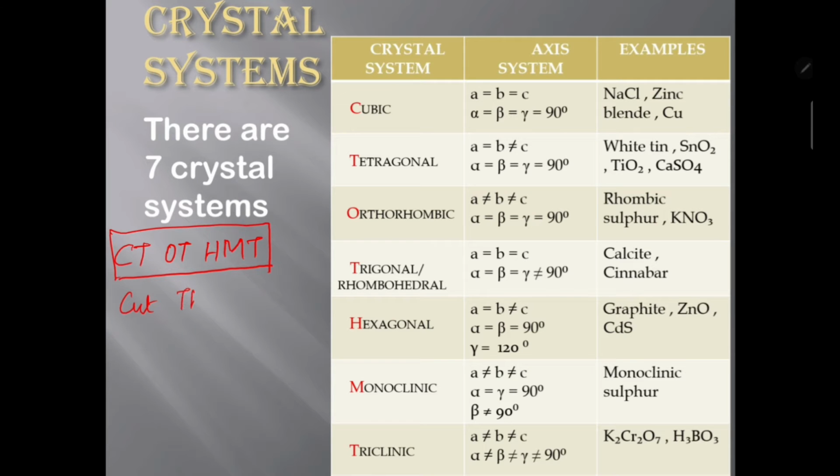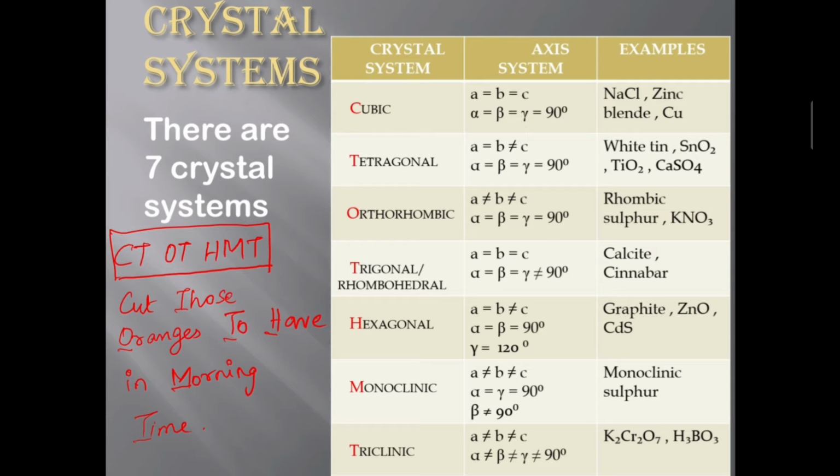Cut those oranges to have in morning time. So yes, your C stands for cubic, T for tetragonal, O for orthorhombic, T for trigonal, also known as rhombohedral, H for hexagonal, M for monoclinic, T for triclinic. So the crystal system names are very clear to you, I guess.